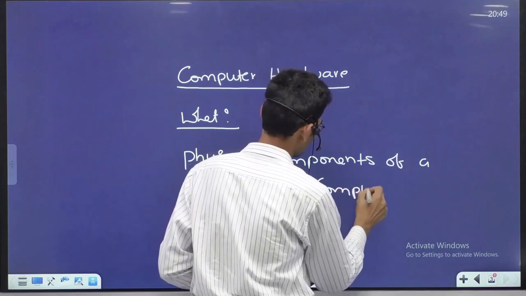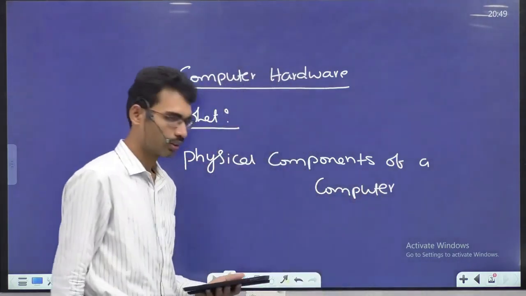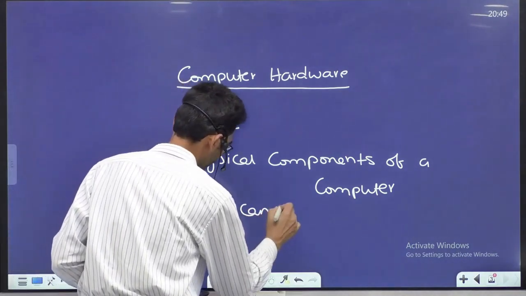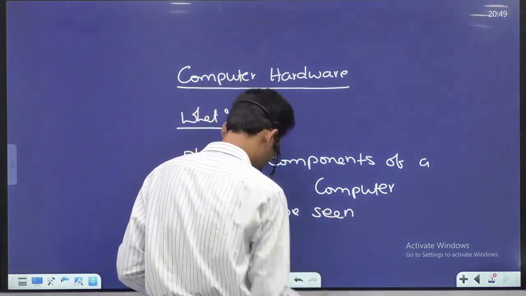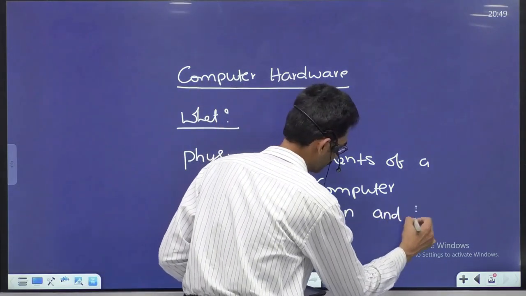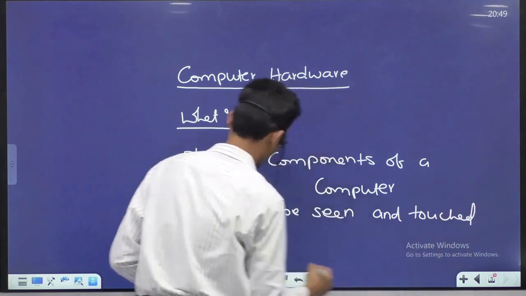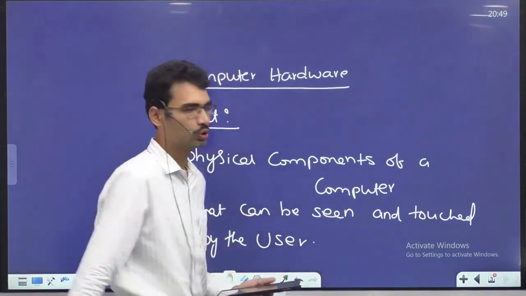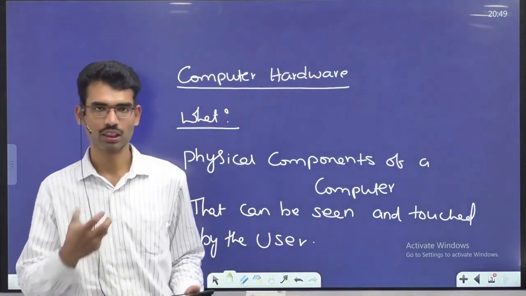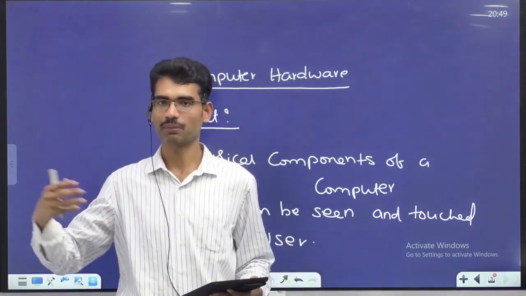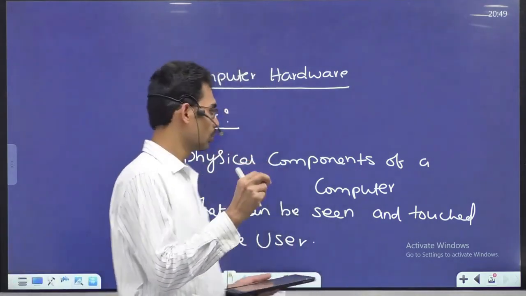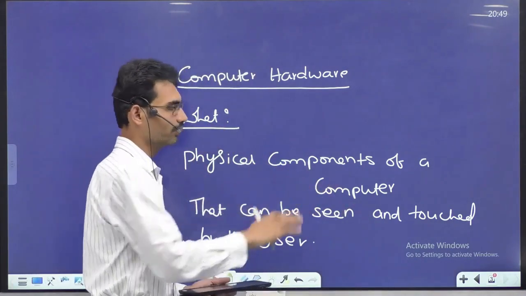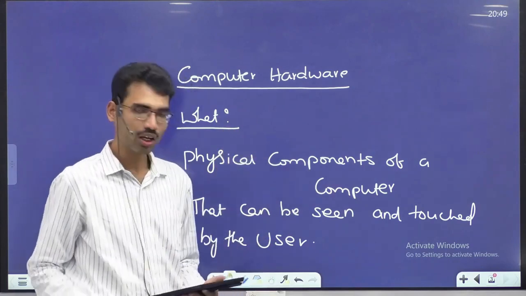that can be seen and touched by the user. User means whoever is using the computer. You can be a user, I can be a user, some other person can be a user. Every user can see it and touch it. That physical component of the computer we call computer hardware.